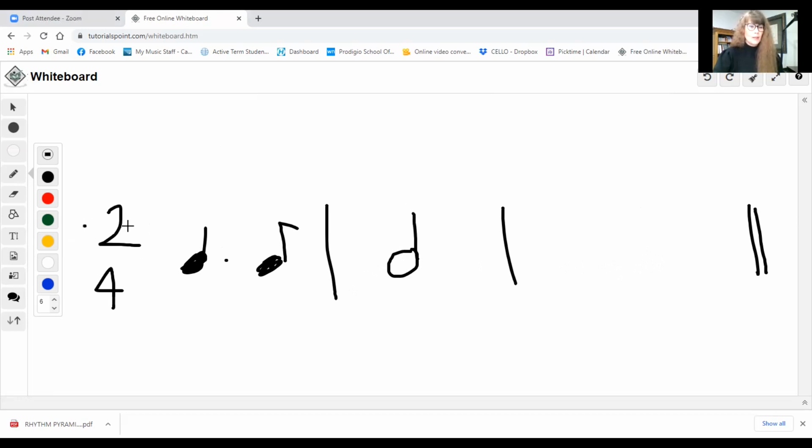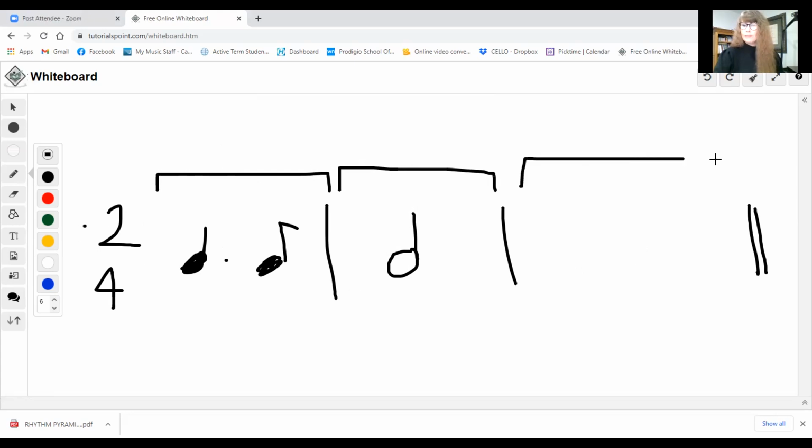The top number of a time signature indicates how many beats or counts we want in each bar. This is a bar going up to the next bar line. So within each of those measures, you need 2 counts. The bottom number indicates what kind of note gets the count. So we're looking for quarter notes. So here we know that that quarter is worth 1 count. Plus we have the dot is worth half and the eighth is worth half. So with those 2, we have another count. So there's our 2 counts.